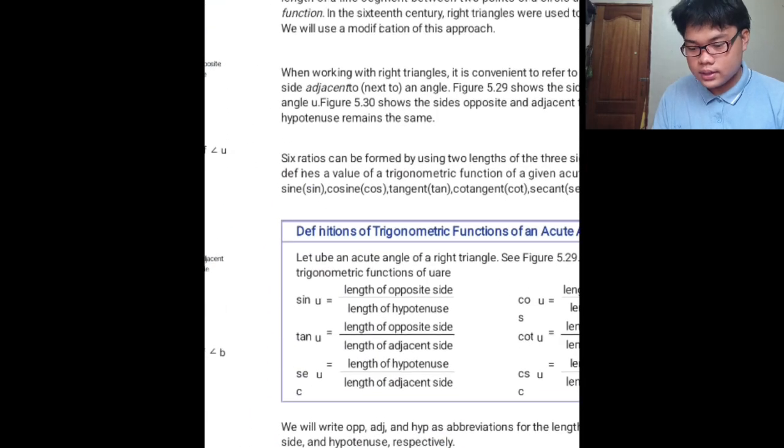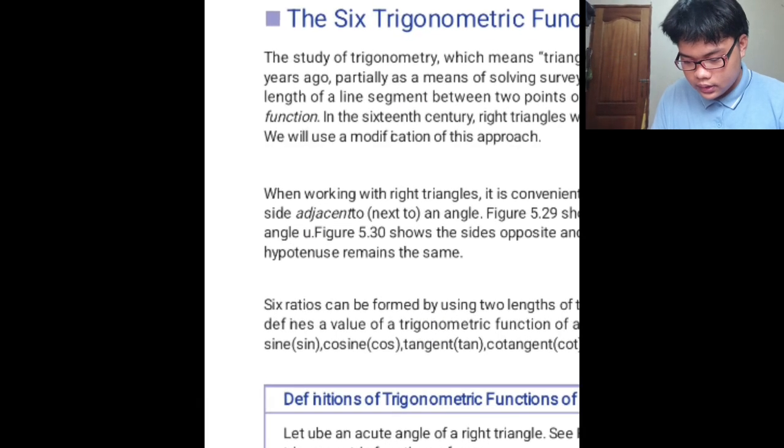Today's video, we will tackle the trigonometric functions, the law of sines, and the law of cosines. By the end of this video, you will have the tools to solve a triangle like a pro. So, let's get started. Let's tackle first the six trigonometric functions.